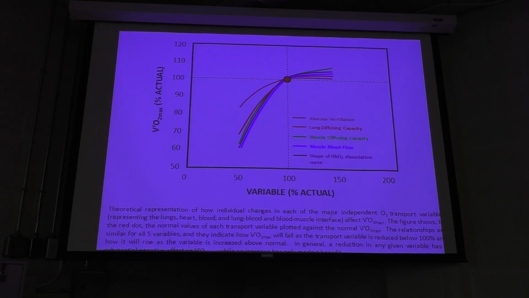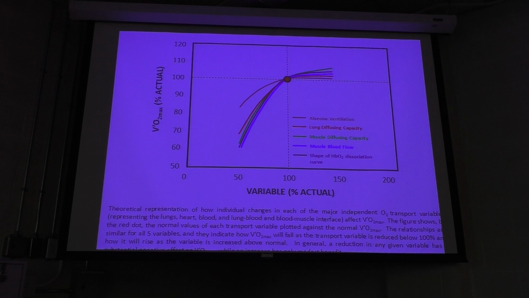So what we're looking at here is a relationship between VO2 max, in terms of a percentage of the actual value, and the activity of any one of these determinants of the oxygen transport cascade. We're looking here at alveolar ventilation, so the delivery of fresh gas to the lung through ventilation, lung diffusing capacity, muscle diffusing capacity, muscle blood flow, and the shape of the oxyhemoglobin dissociation curve, which will dictate basically the affinity of oxygen for hemoglobin and how much oxygen is unloaded, okay?